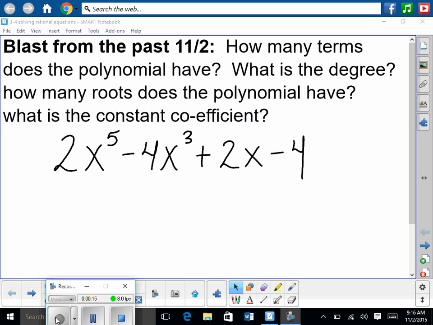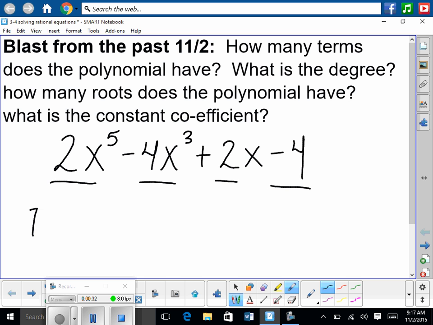So how many terms does the polynomial have? What is a term? Somebody tell me. A number or variable separated by plus and minus signs, right? So how many terms does this one have? Let's count. 1, 2, 3, 4 terms. So the number of terms is 4. Very good.